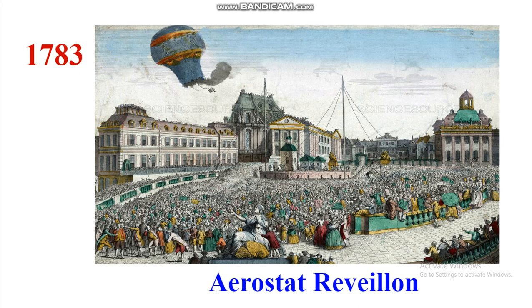This demonstration was performed before a crowd at a royal palace in Versailles. The craft landed safely after flying. This paved the way for further exploration of the sky.